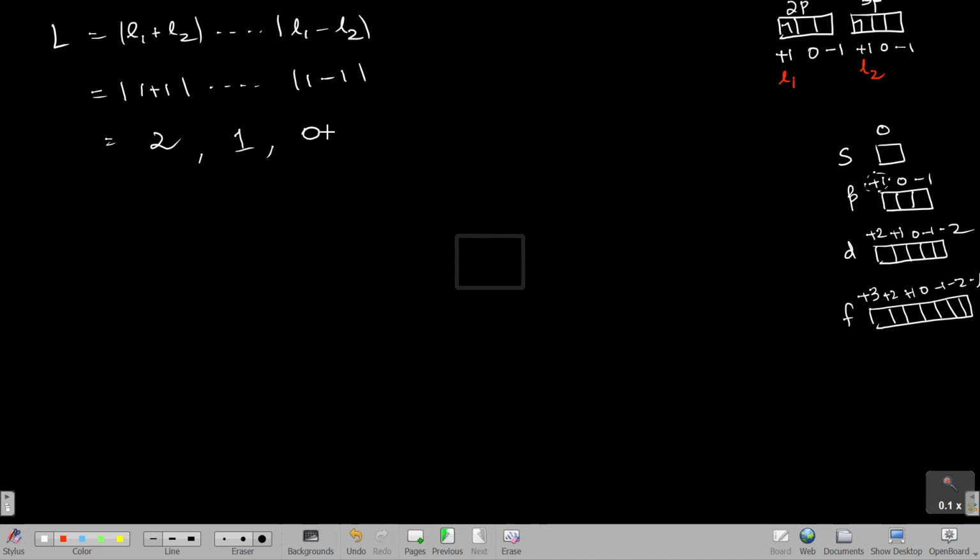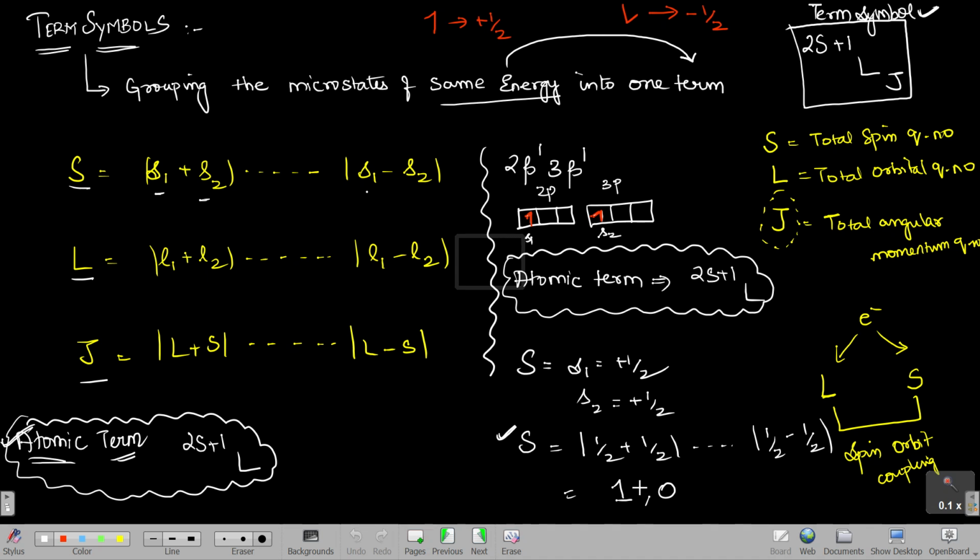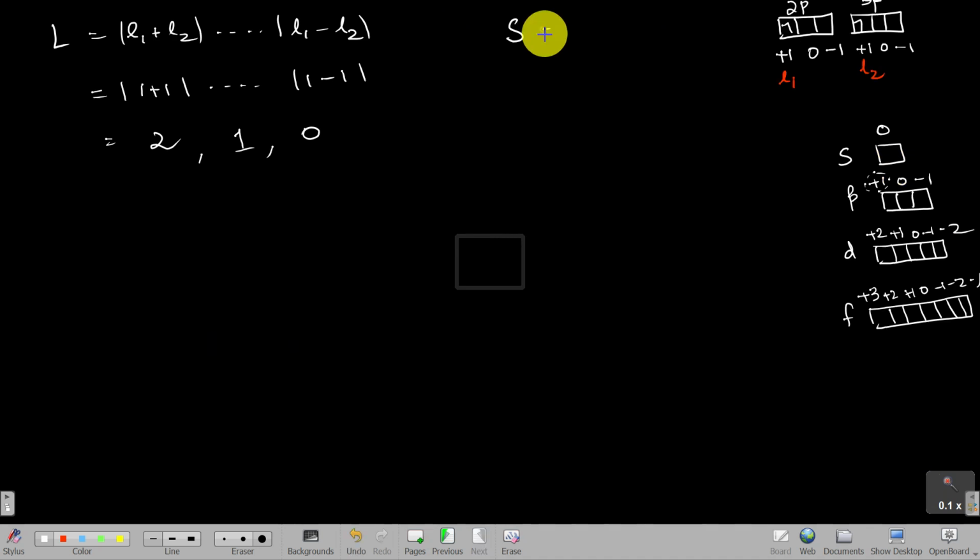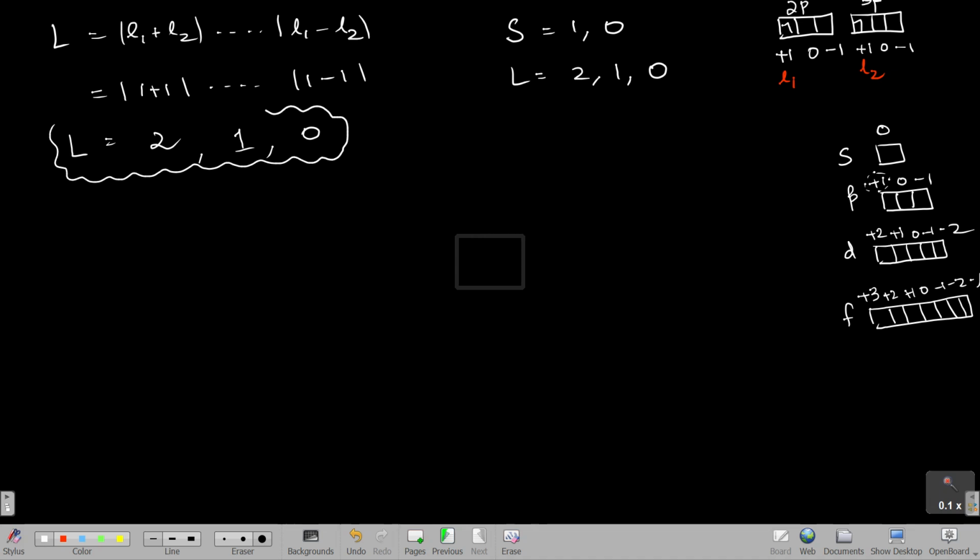So 2, 1, 0. So there are 3 L values possible and there are 2 S values possible. So S value is 1, 0 and L value is 2, 1, 0. Now for these L values, we have specific atomic term symbols. Okay, what are the term symbols?